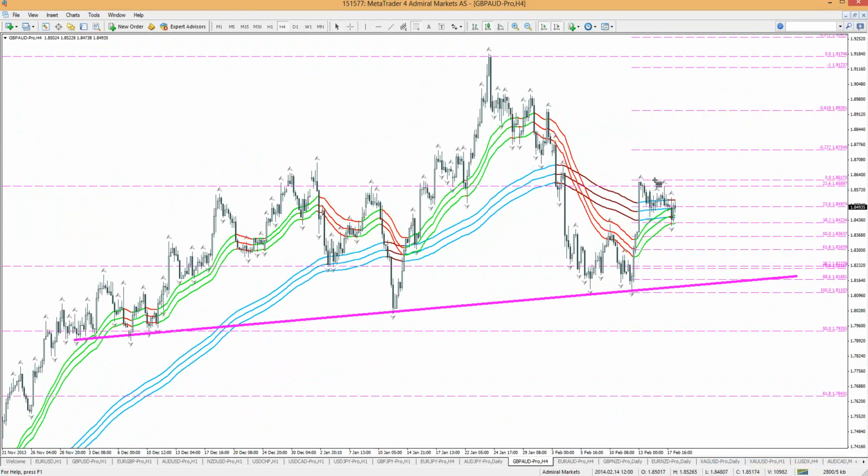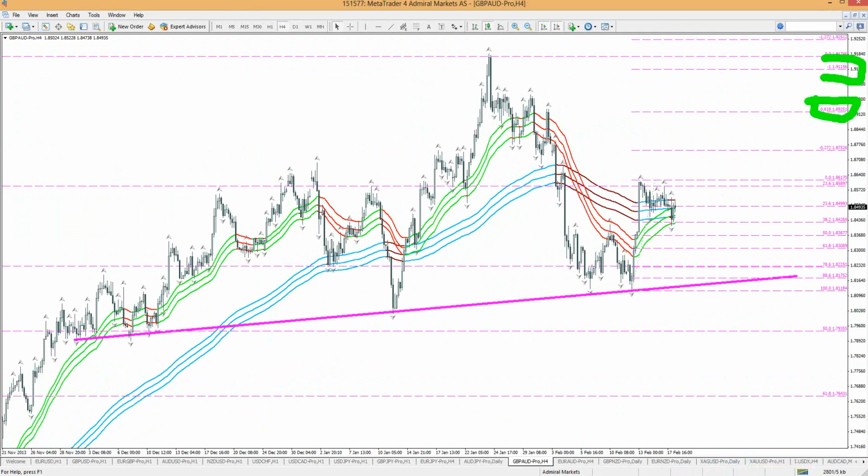If you want to be a bit more conservative and not aim for those bigger targets, then the minus 618 target and the minus 1000 target would be the ones to aim for.